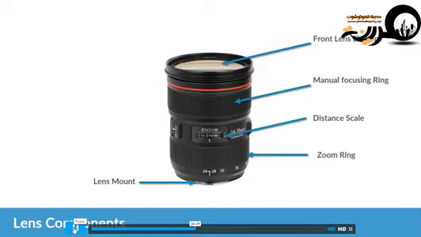We have our lens mount. For your camera, you're going to have a specific lens mount. For example, if you're using a Canon, you have to get a Canon lens or a Sigma lens that has a Canon mount. If you've got a Nikon, you need to make sure you get a Nikon mounted lens and so on. Your lens mount is generally where all the electronics of the lens are stored. It's where it communicates with the camera.